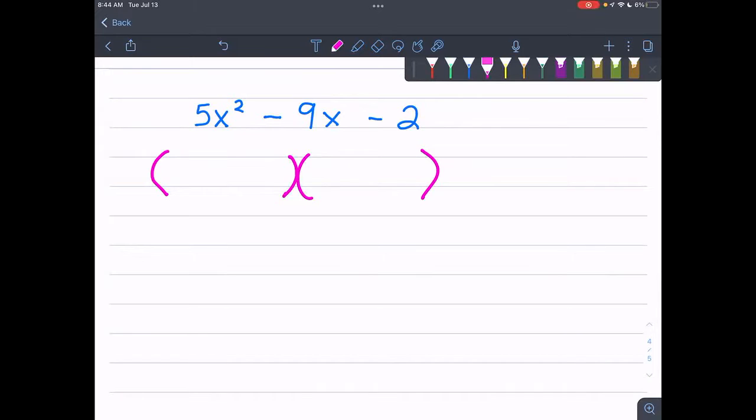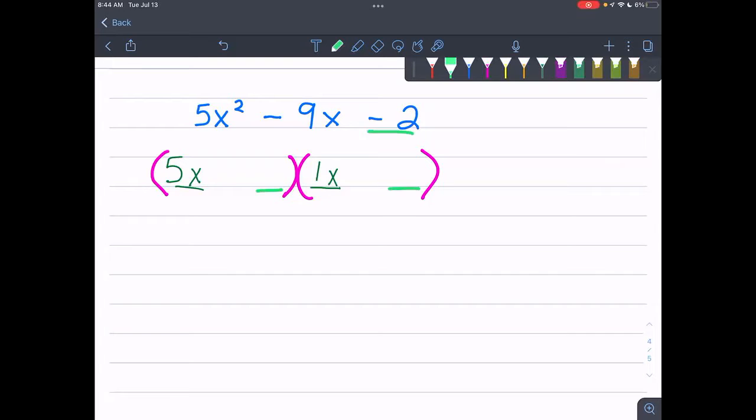(5x squared minus 9x minus 2). First two things have to multiply to be 5x squared. We know we've got x and x in order to get the x squared numbers. 5 and 1 are the only options of things that multiply to be 5. Last two things have to multiply to be -2.